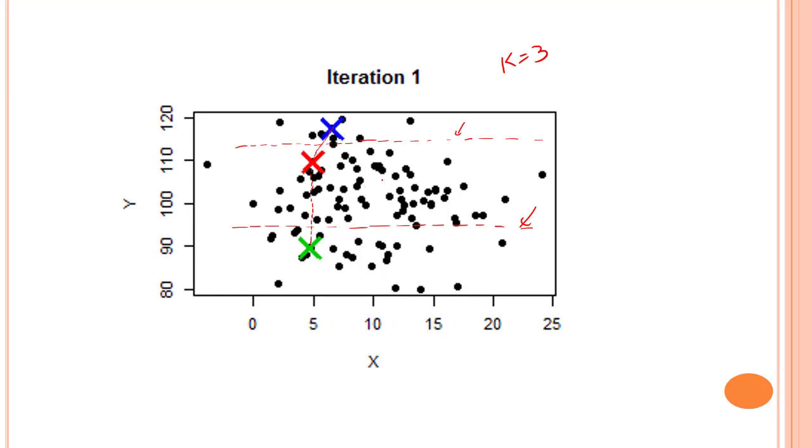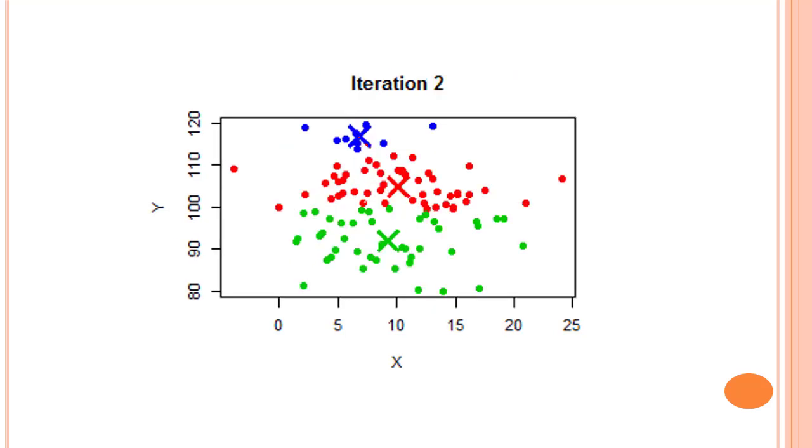As all of these points belong to different groups, the red cluster will be moving to the area somewhere over here. The green one might move over here, and the blue one will probably stay over here only, moving a bit. Then we have our clusters like this. Again we will do the same thing: find out the distances and find out the line.